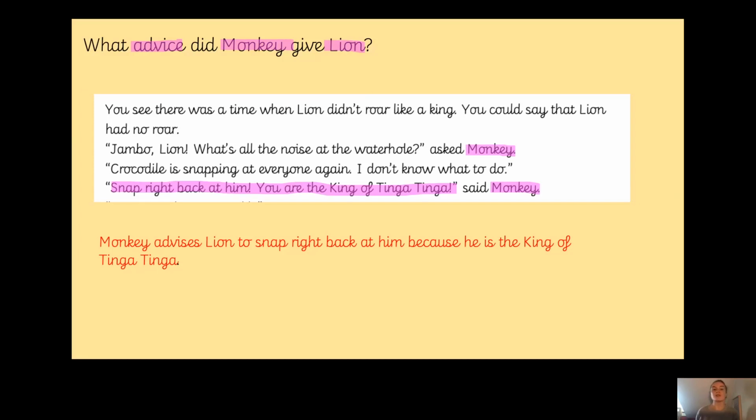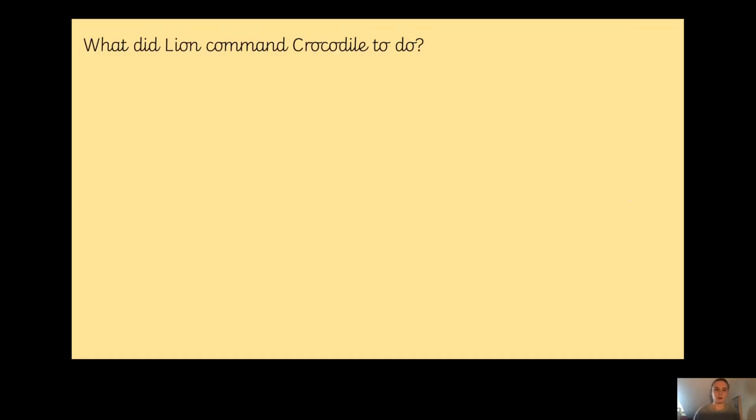Okay, so I've used a full sentence. Remember, we always need to make sure that we've used a full sentence. And there we go. I have answered the question using because. So Monkey advises Lion to snap right back at him because he is the king of Tinga Tinga. So here, I've even given more information than we actually need in the question. I've told you also why he has given that advice. Okay, so let's have a look at the next question.